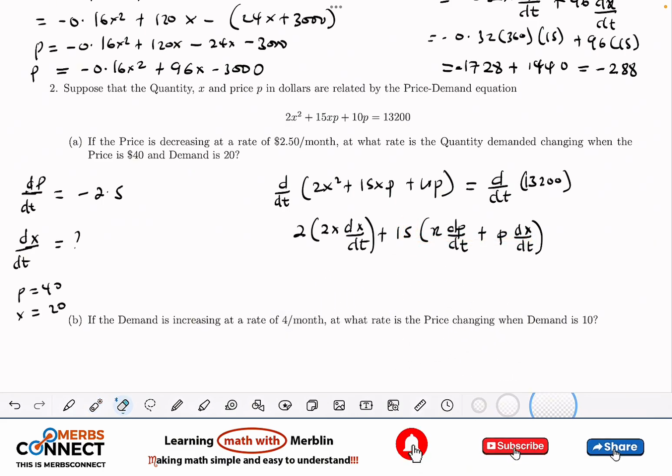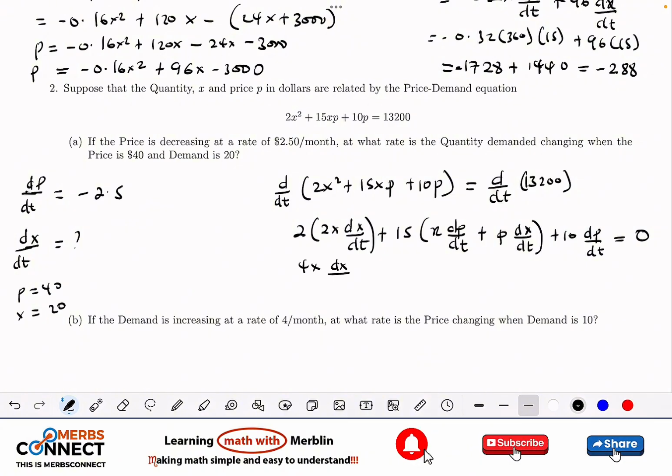So don't forget, with related rate, we go with the implicit differentiation. Now when I'm differentiating 10p, 10 is constant. Then when I differentiate p, I'm going to get the dp over the dt. When I differentiate a constant, now I get 0. Good. So if I want to try and do some simplification here, I'm going to have something like this.